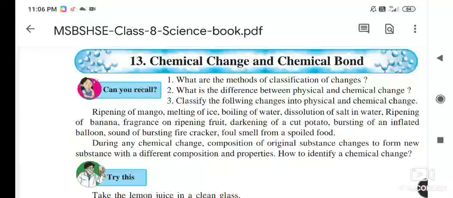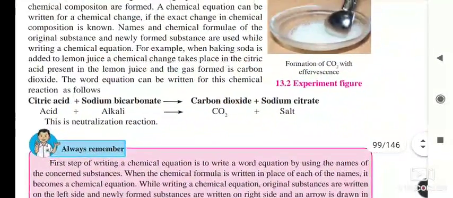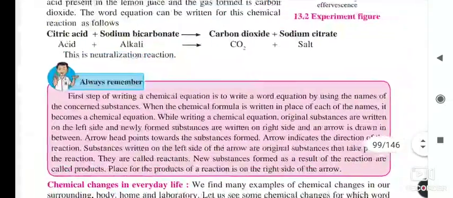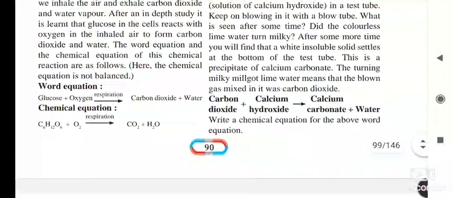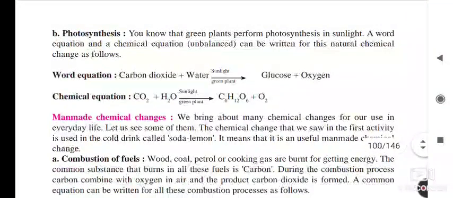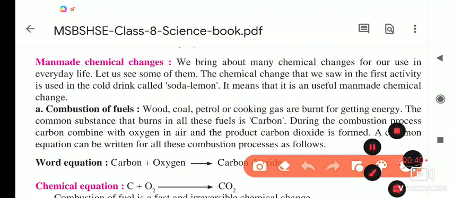Students, lesson number 13, chemical change and chemical bond. Under this lesson, we have seen the first part of the lesson, that is chemical change and how to write a word equation. Under these, we saw the neutralization reaction, and then the chemical reactions taking place in living organisms, that is photosynthesis and oxidation of food. Today we'll start the next part of the lesson, that is man-made chemical changes.